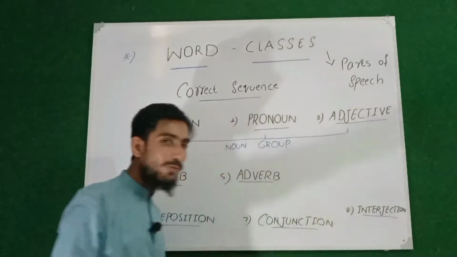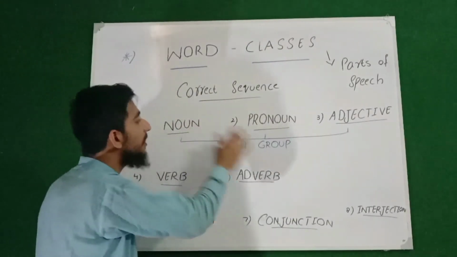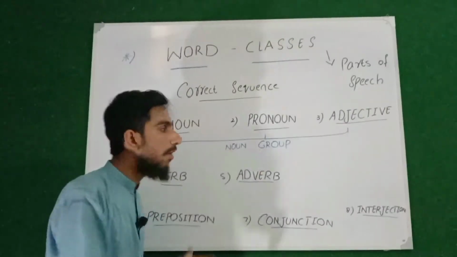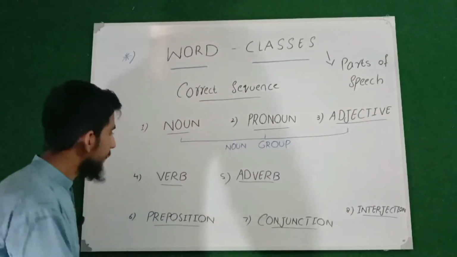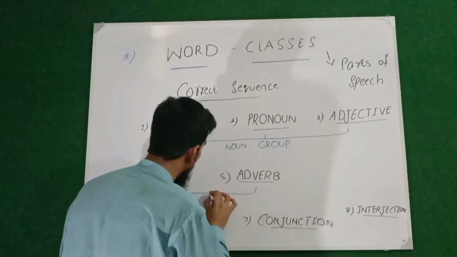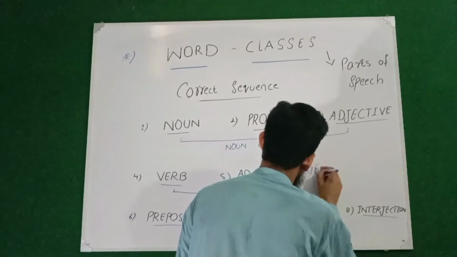Noun group. That's why this is the correct sequence of these three word classes. One is noun, pronoun, and adjective. They are collectively called noun group, while the verb and the adverb are collectively called verbial or verb group.